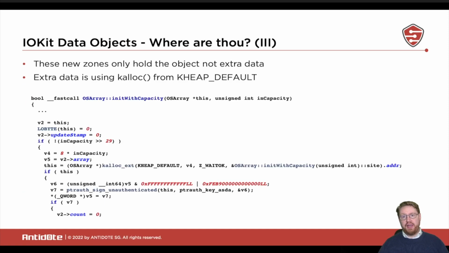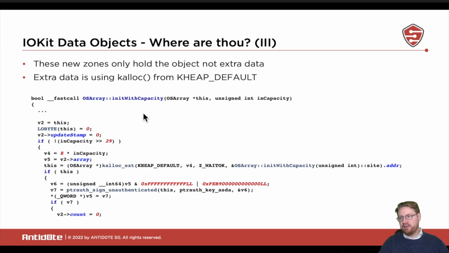When you look into these objects in more detail, you will realize that only the core object is inside the iokit zone. All the extra data that an object needs, for example, when it comes to an array, it needs the bucket pointers, are actually allocated in the different k-heaps.